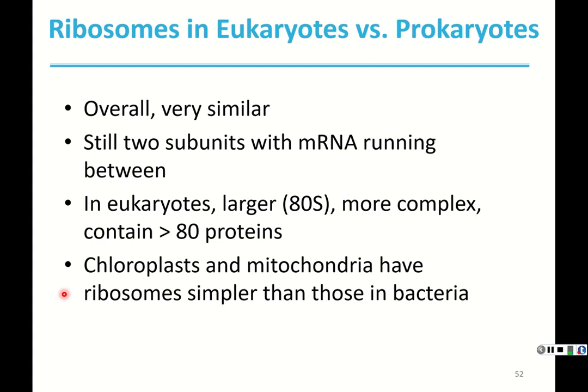Chloroplasts and mitochondria have ribosomes that are simpler, and in fact they're simpler than those that we see in bacteria. And the thought there is that chloroplasts and mitochondria are evolutionarily very ancient kind of bacteria cells that were taken up by other cells. So that could be one reason why their ribosomes are simpler than those in present-day bacteria.